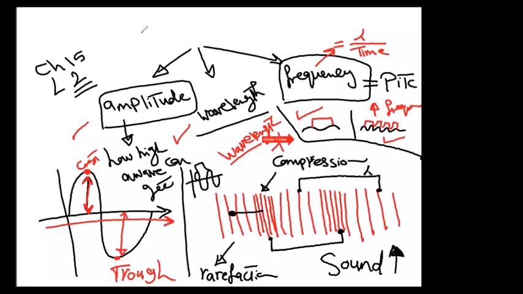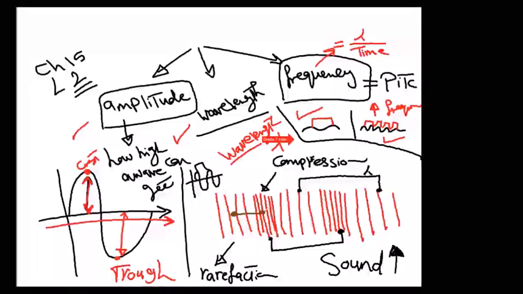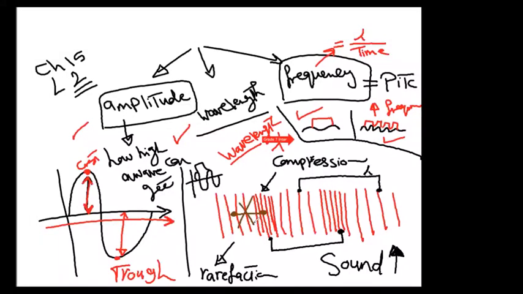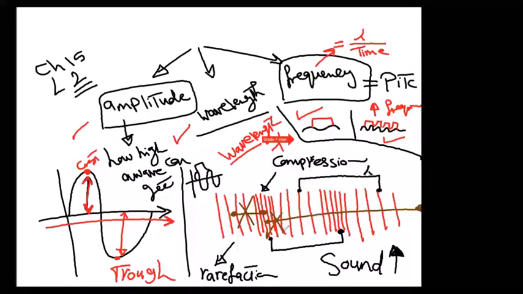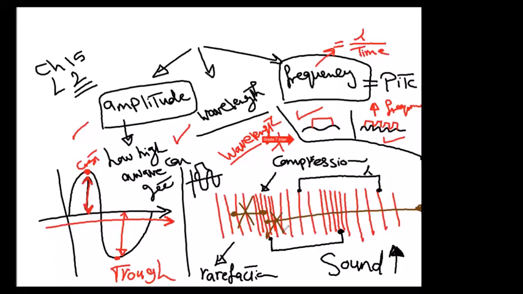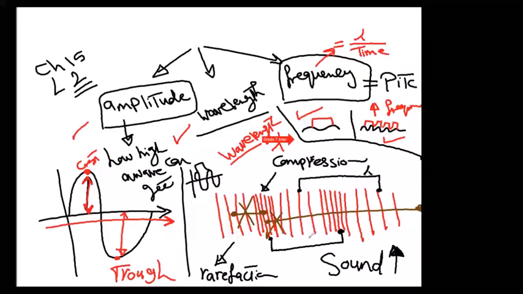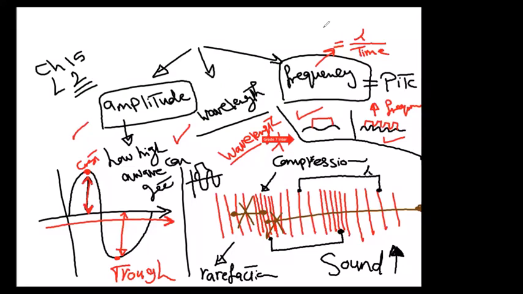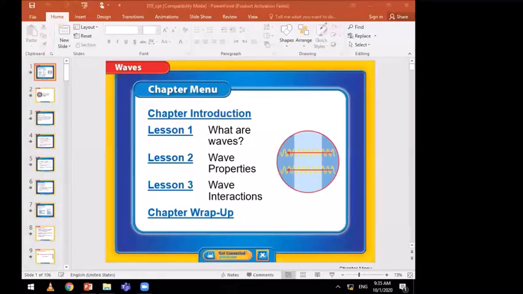Like in crest and trough, it should be the next one. It should be the next wavelength, or the next crest, the next trough, the next point. Okay? It should be the next same point. So I cannot say, for example, that wavelength is the distance from here to there. This is not a wavelength. Do you get it?